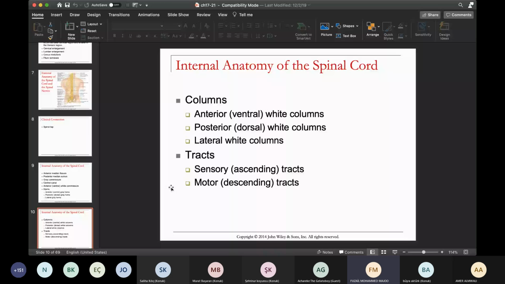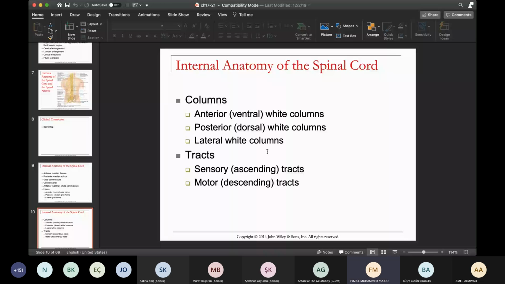Now each column contains very distinct bundles of axons that have a common origin or a common destination. So they're carrying similar information in that respect. These bundles could extend very long distances up and down the spinal cord, and when they do that, we refer to them as tracts.